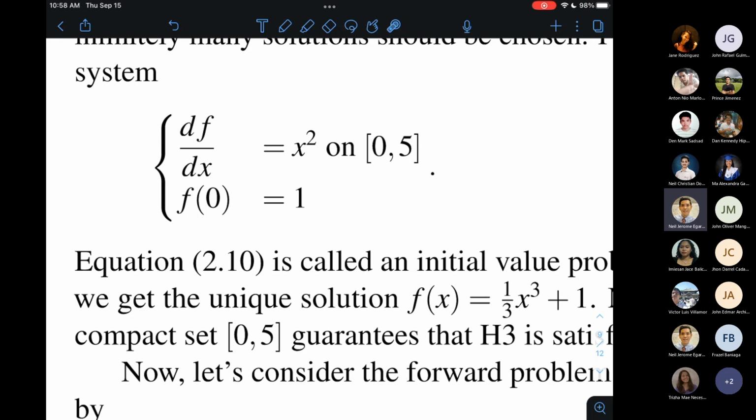Right? So we're looking for functions whose derivative is x squared on the compact set 0, 5. And then we will add an initial condition that f of 0 is equal to 1. Well, you can call it an initial condition, or you can call it a boundary condition, depending on how you interpret x equals 0. Okay, hold on, guys.